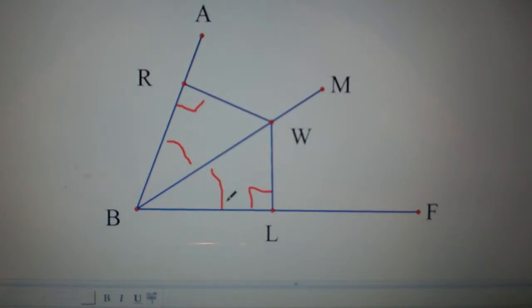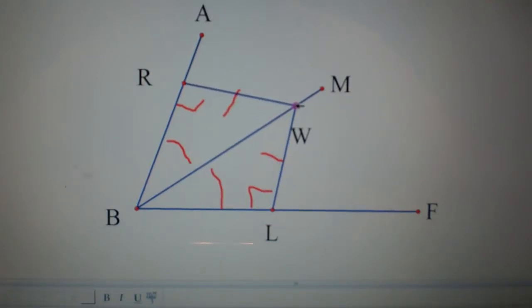Okay. Now, what I'm saying is that if the ray BM is an angle bisector, then I can say a point W on that ray is equidistant from the two sides of the angle. So I can say this is congruent to this. Okay? And again, this applies for any point on the angle bisector. So if I were to move this point up here like this, that's still equidistant. But again, the distance has to be a perpendicular. It can't just be any distance.